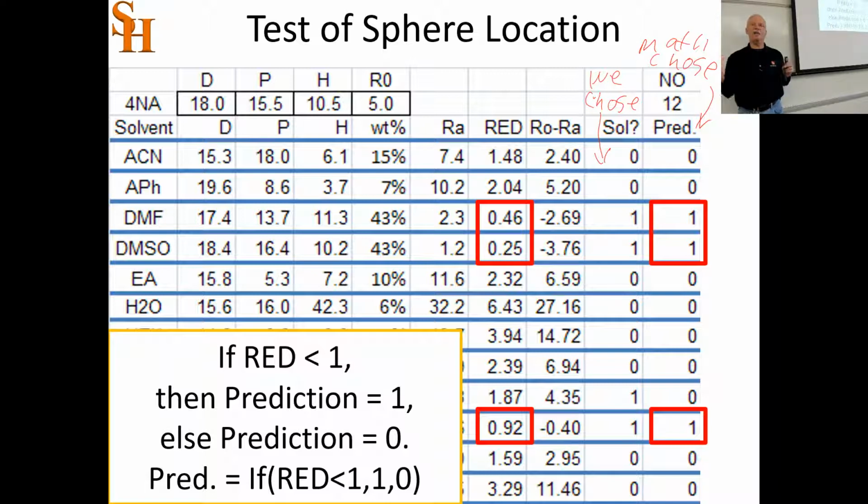Okay, what is Math using? Math is using the location of this sphere. So all of the R0 minus RA values that are negative ended up being predicted by Math. So is it just forwarding that column to the predicted column? Yeah, if R0 minus RA is negative, you're also going to have a RED less than 1. Yeah, so it's a little bit redundant.